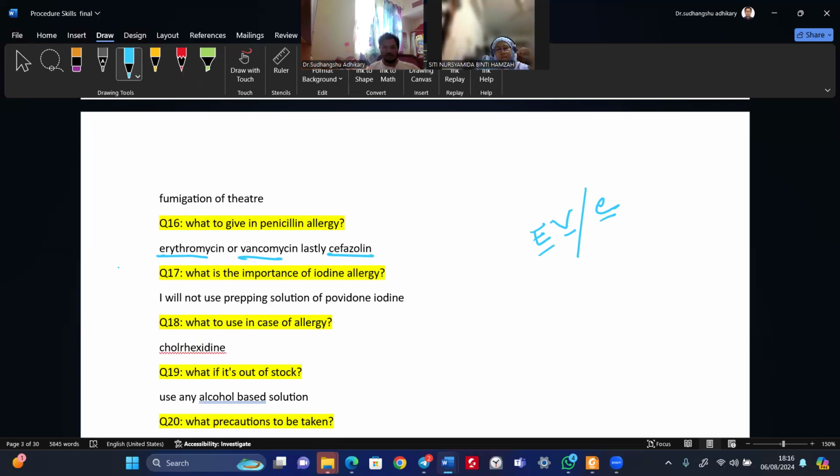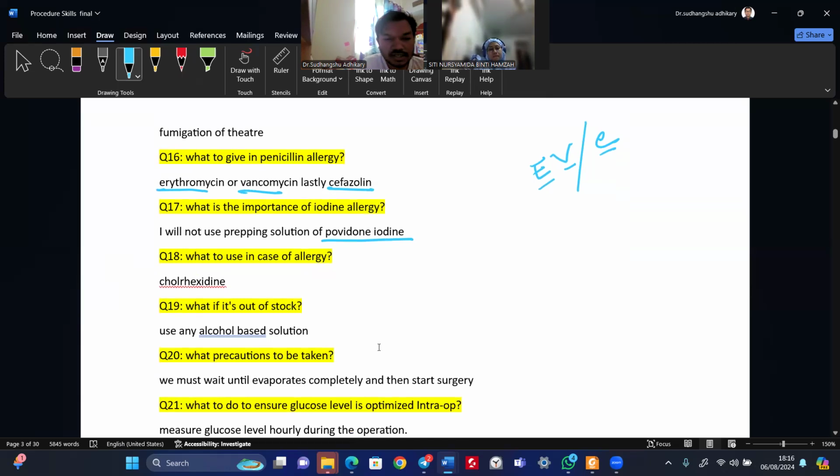What is the importance of iodine allergy? I will not use povidone iodine to prepare the skin. I will use something else, chlorhexidine, or any alcohol-based solution, even if chlorhexidine is out of stock.